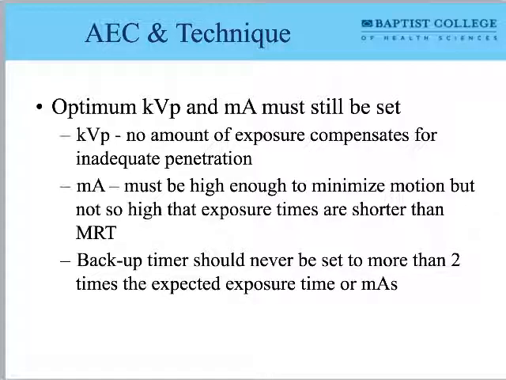So in general, use an appropriate mA. Most machines are already set for that, so that's not a big concern, but it's something that's out there and something to be aware of.